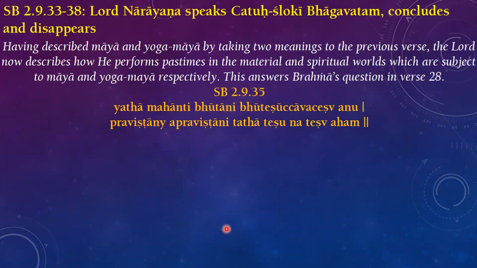This basically describes the Lord's two energies, how they deal with the people and these things in this world, how they perform their respective services: Mahamaya in relation to living in this material world, Yogamaya in relation to the liberated devotees. So it's like that. Having described Maya, Mahamaya and Yogamaya by taking two meanings to the previous verse, the Lord now describes how he performs pastimes in the material and spiritual worlds, which are subject to Mahamaya and Yogamaya respectively. This answers Brahma's question in verse 28. This is the third question, answered in the 35th verse.